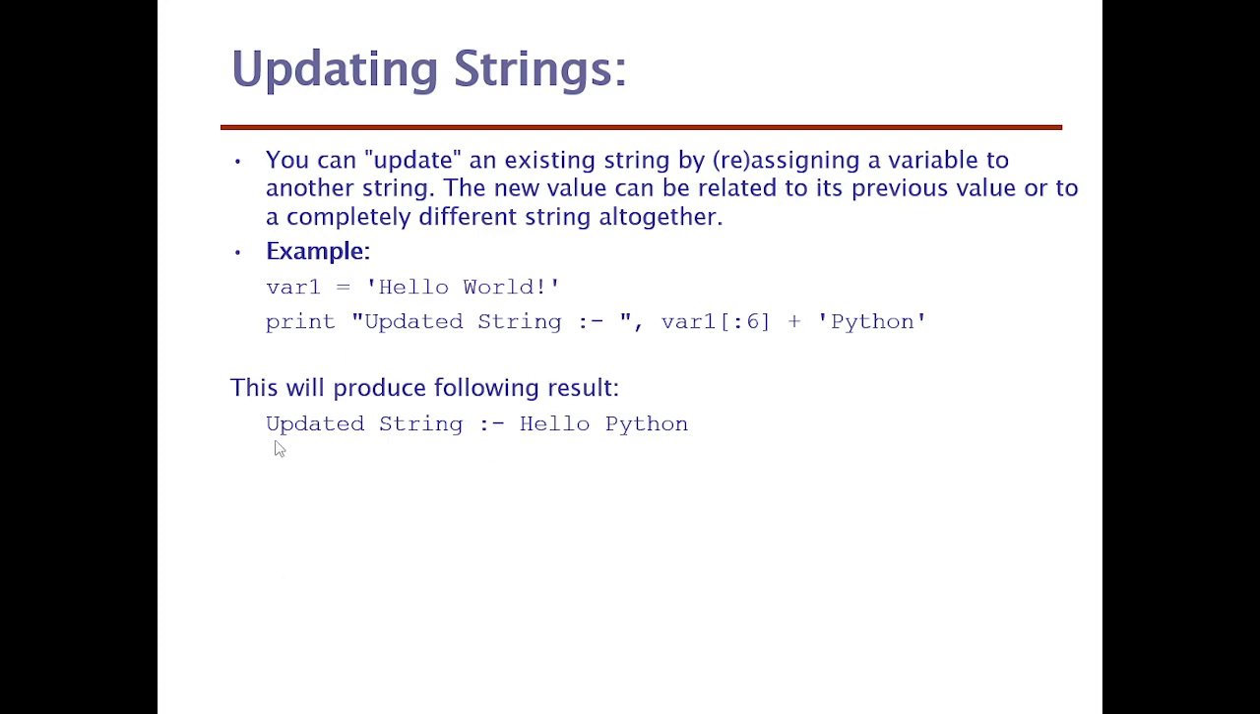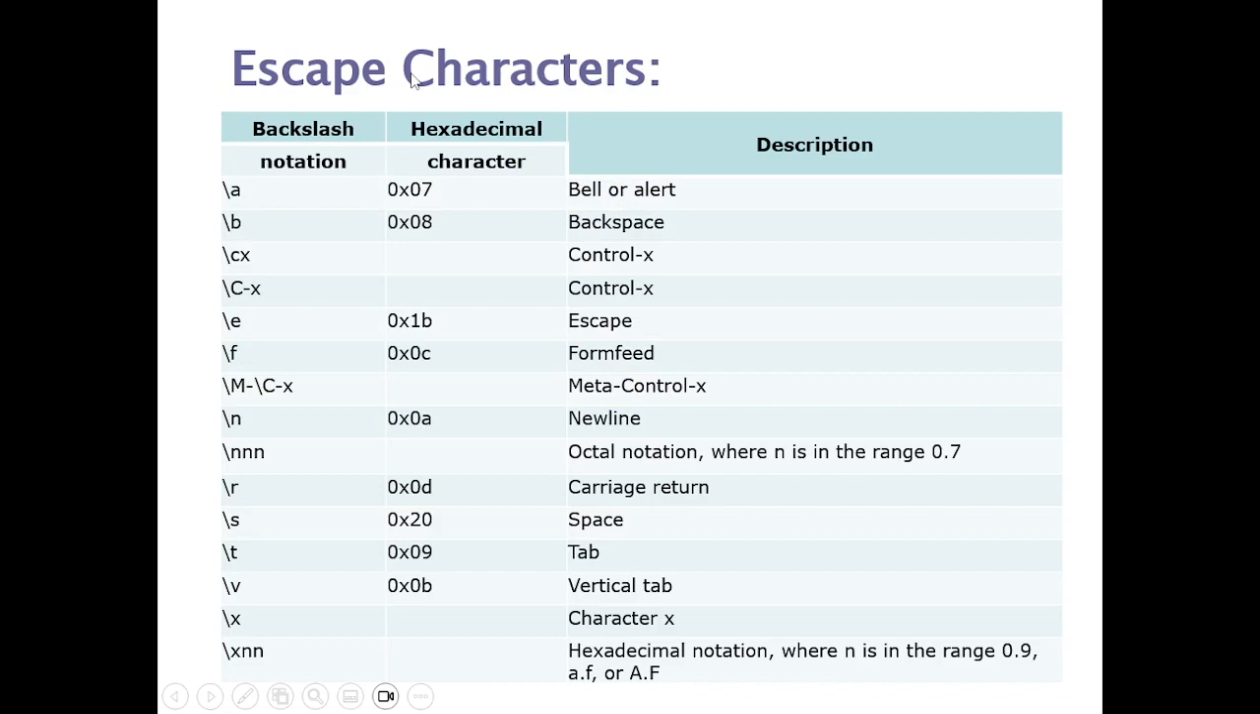Okay, so this is how we update or reassign a string. Next, we have the escape characters. So what are the escape characters? We have the list, with the backslash and the hexadecimal. Backslash a is for bell or alert. Backslash b is for backspace. Backslash cx is for control X. This one is for control X also.